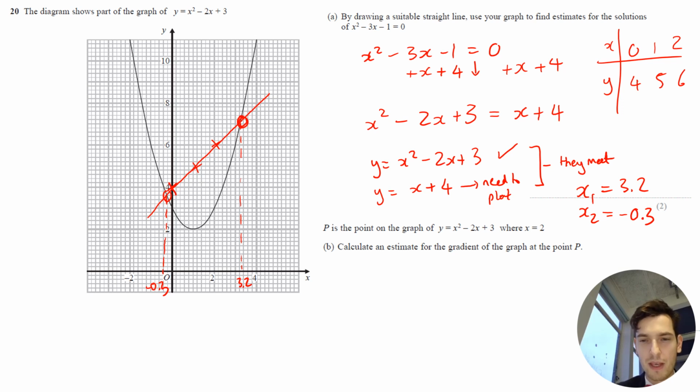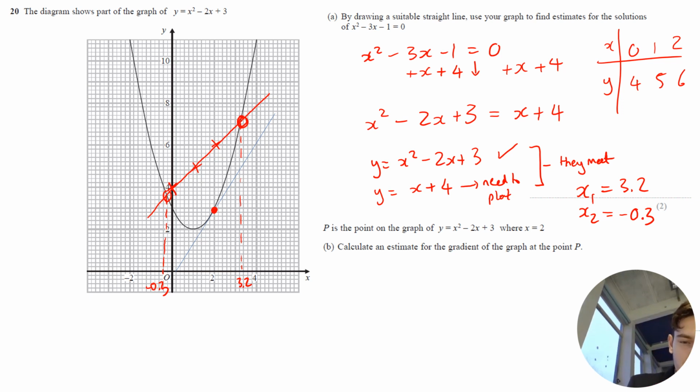Part B. P is the point on the graph of x squared minus 2x plus 3, so the original graph, where x is 2. Calculate an estimate for the gradient of the graph. Okay, so for this one here, what we actually need to do is draw a tangent to the graph at the point x equals 2, so something that looks like this. So once we draw that tangent, we can find the gradient of that tangent. So the tangent, by the way, I drew at the point x equals 2, where it just touches the graph, and it's that straight line.